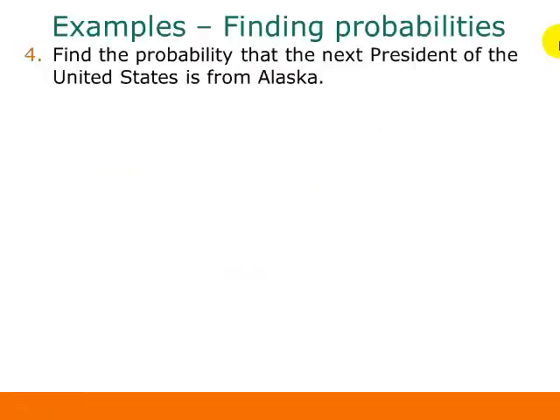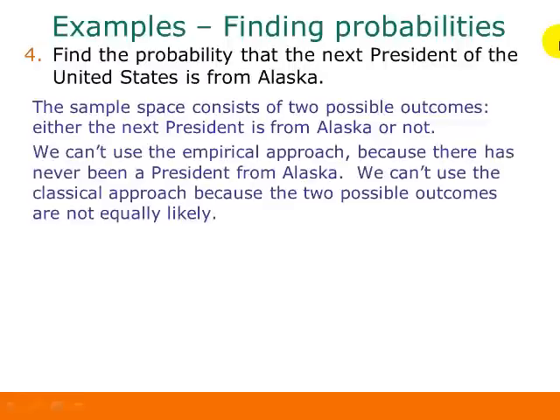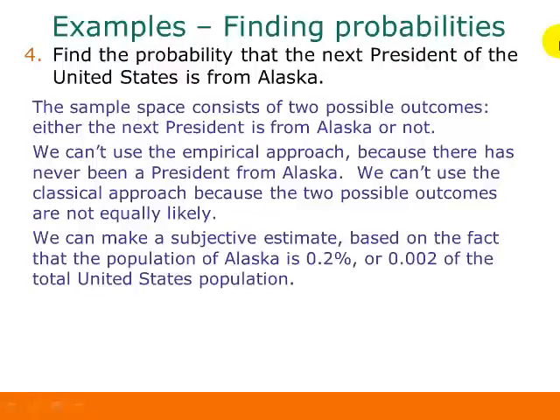Another example, find the probability that the next president of the United States is from Alaska. So in this one, our sample space consists of two possible outcomes. Either the next president is from Alaska or not. We can't use the empirical approach in this one because there has never been a president from Alaska. We can't use the classical approach because our two possible outcomes are not equally likely. So the only one left is to find a subjective probability.